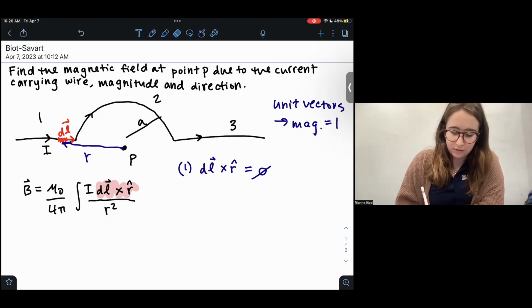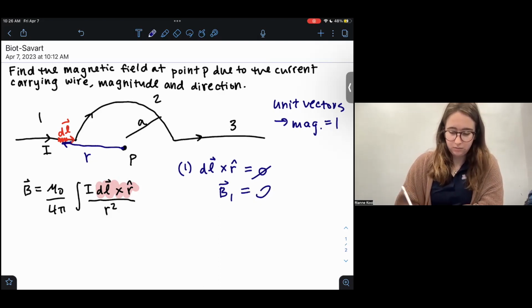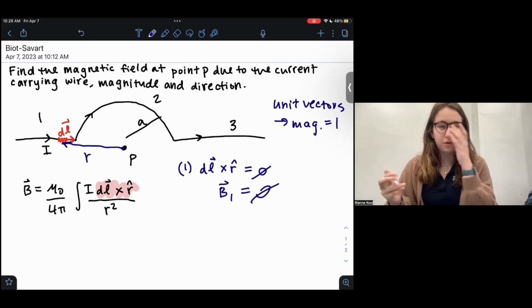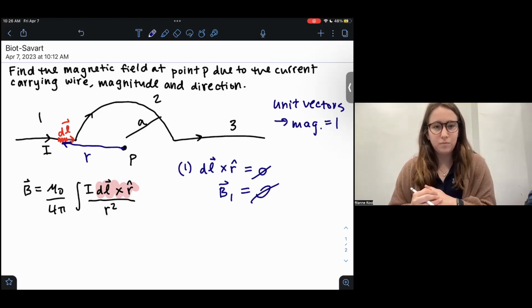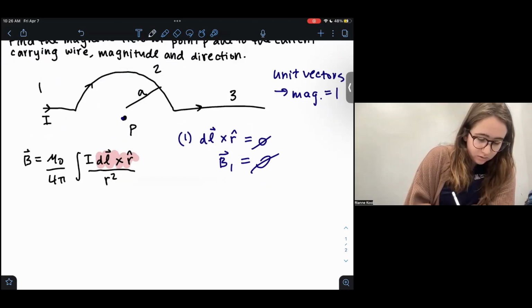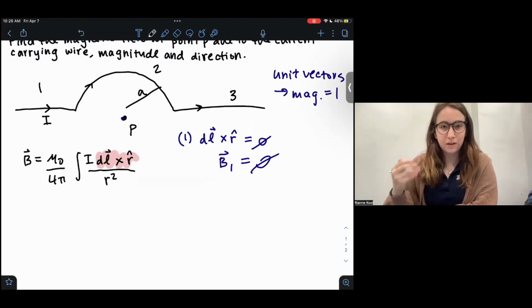So that means that there is no magnetic field from 1 on point P. It's just 0. There's no magnetic field being influenced at 1. And we can do the same thing for 3.